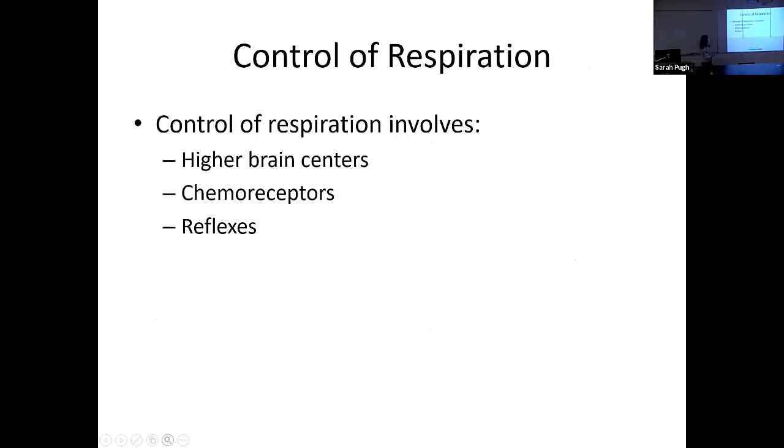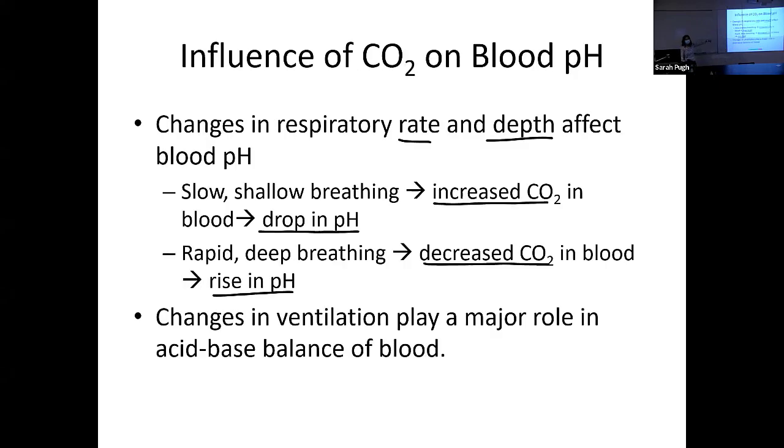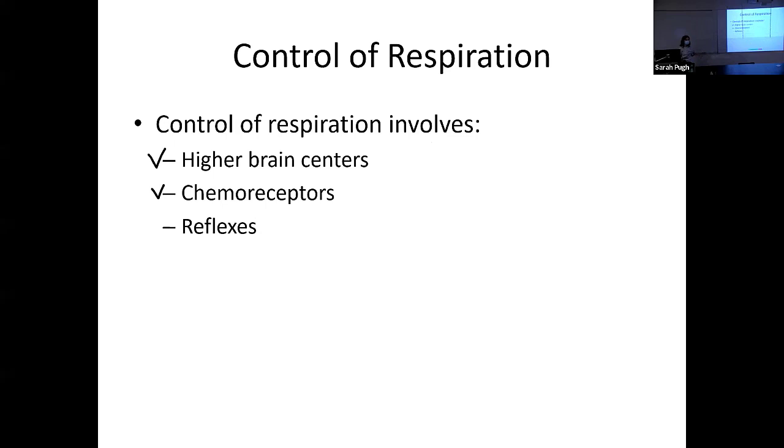Now, things that can control respiration: your brain, higher brain centers will control your breathing rate. Chemical receptors, we call these chemoreceptors, are picking up pH changes. They're going to control your breathing rate. We just talked about how breathing rate can affect pH. So if your pH has changed, your body can alter your breathing rate to adjust.